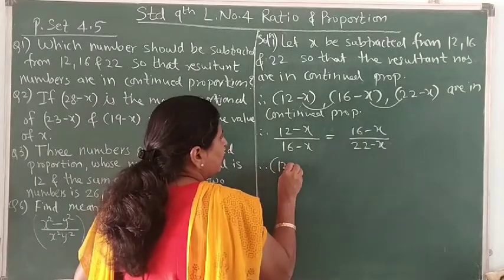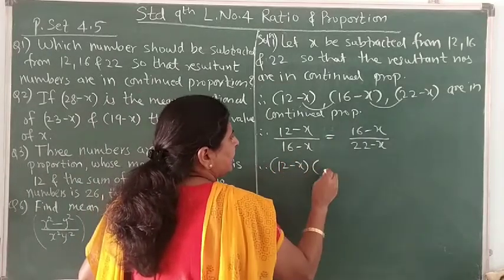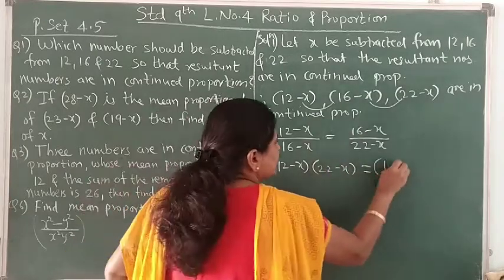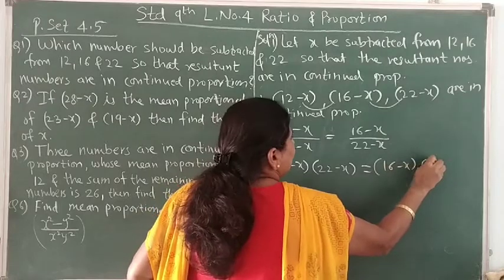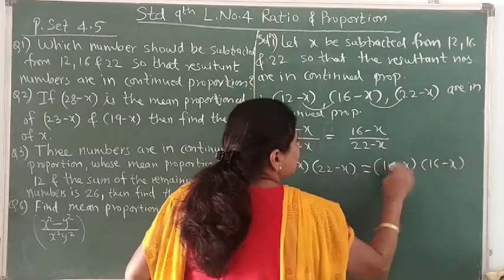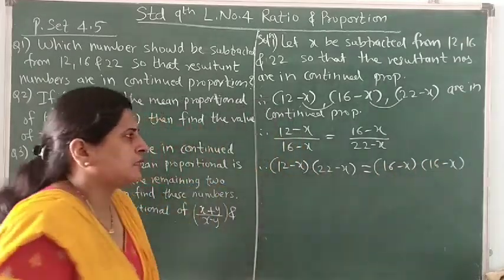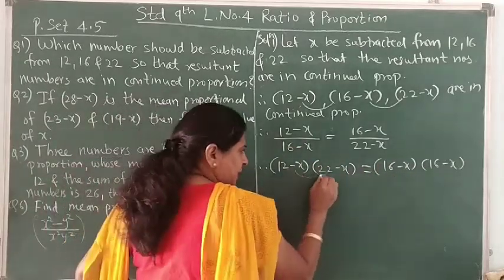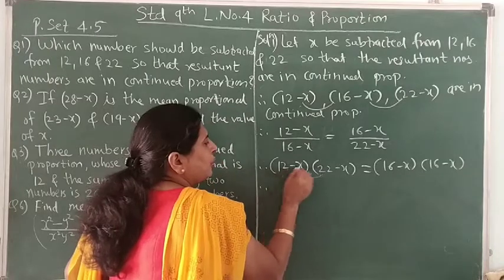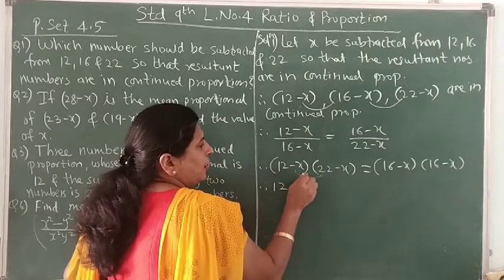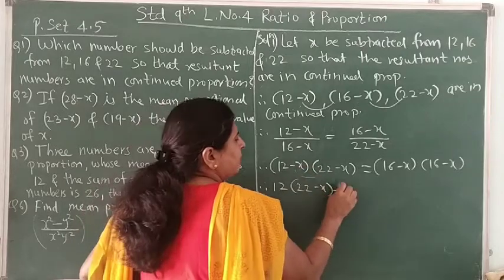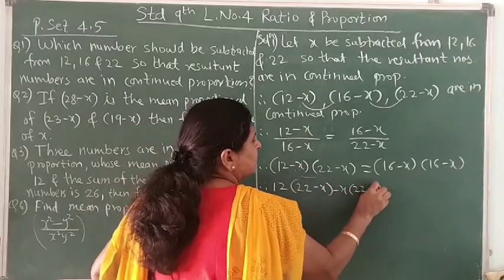So here you get 12 minus x, in bracket 22 minus x, which will be equal to 16 minus x, again 16 minus x. Basically, this is b square equal to ac. Here b square has come on the right side. So when you multiply bracket to bracket, you need to multiply by 12, 12 in bracket 22 minus x, then you multiply by minus x to 22 minus x.